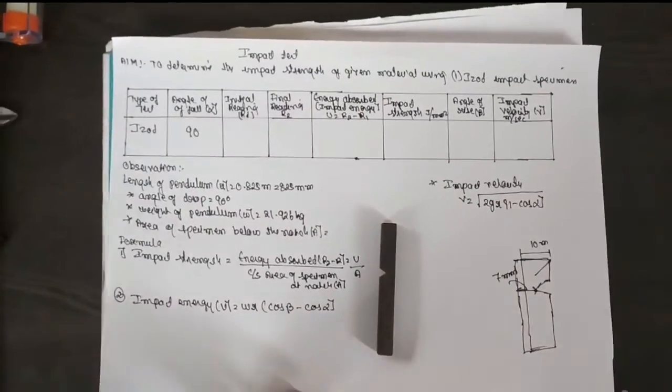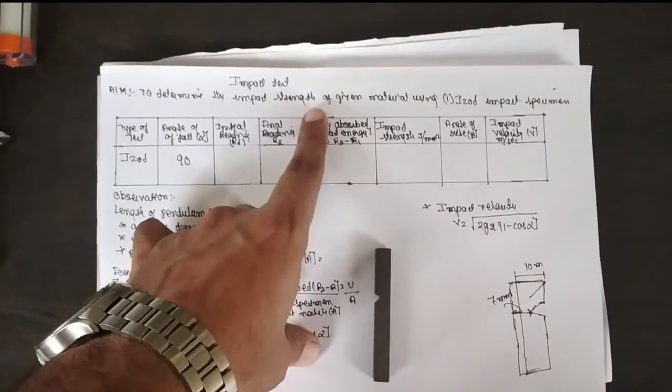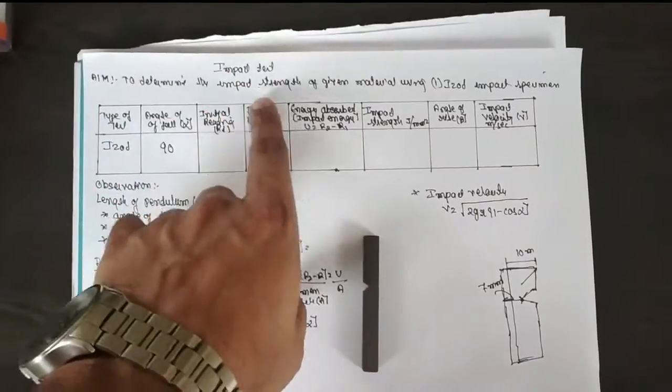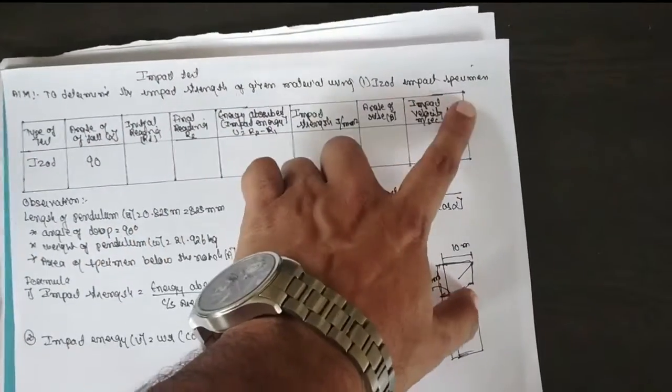I am Santosh Gadankar. Today I am teaching you the impact test. The aim is to determine the impact strength of a given material using the IZOD test specimen.